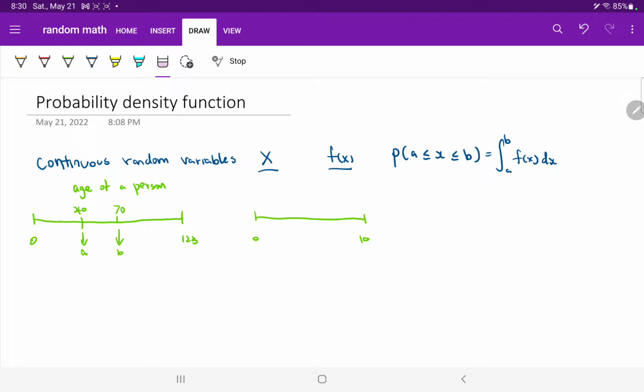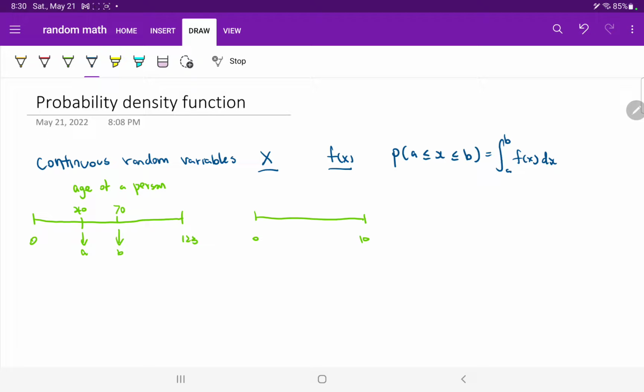So all these quantities that I'm looking at, age of a person or lifetime of a battery, each one of these quantities has values that range over an interval of real numbers. In the case of the age of a person, it ranges from 0 to 123, an interval of real numbers. And we call these continuous random variables. And for each continuous random variable, there exists a probability density function.